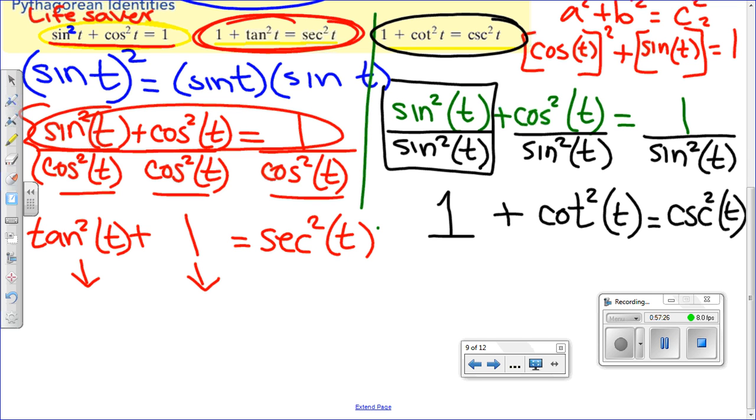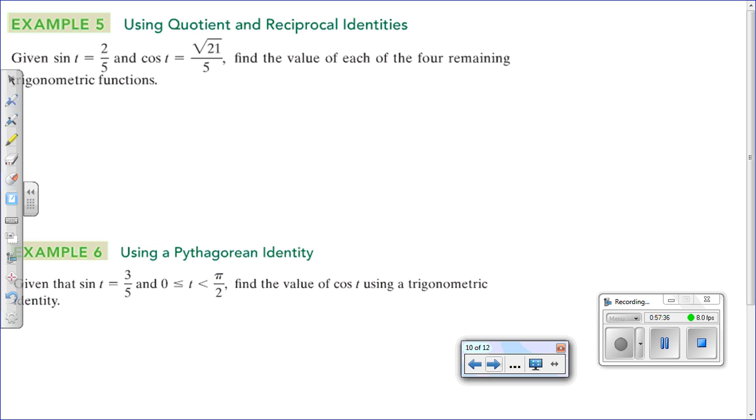Now, I'm going to test you to do something like this, not in this section, but when we get to chapter 5, it's actually 5.1. Okay, now here, we're going to use the quotient and reciprocal identities.